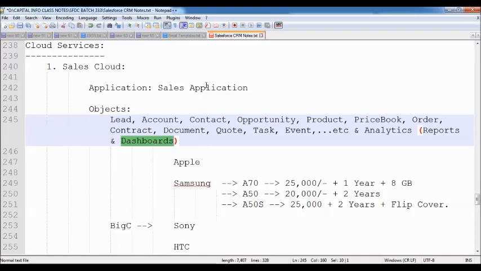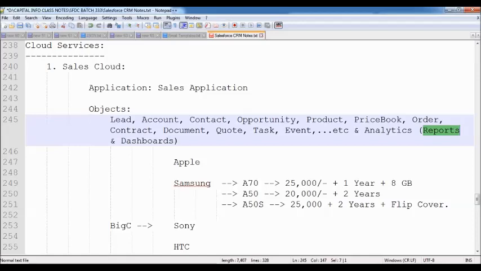So not only selling out the products, but once the products have been sold out, we can collect all the sales information and then generate the reports by the end of the day. The facility is available as part of Sales Cloud. Sales Cloud features are used to automate all the sales processes which we are following inside our organization.